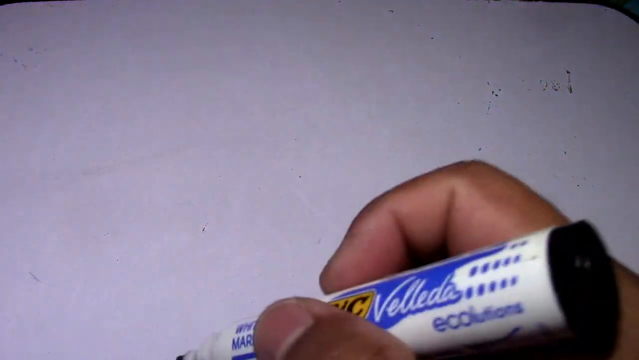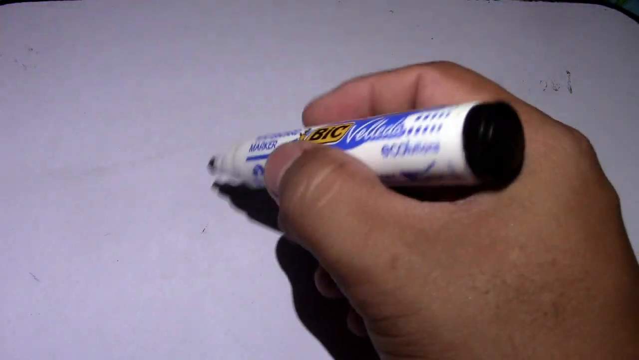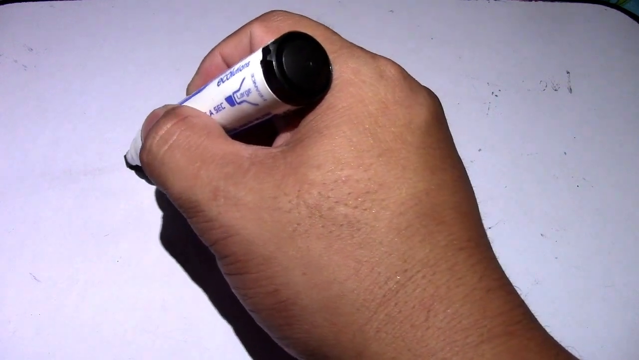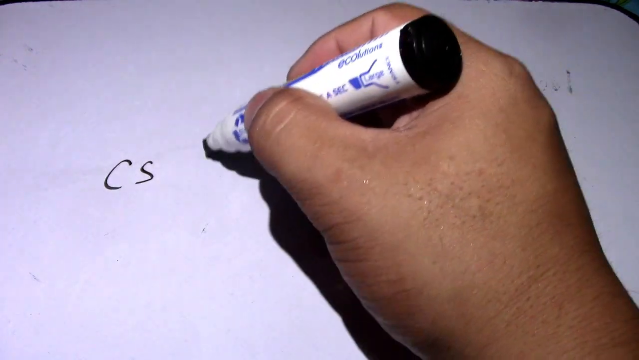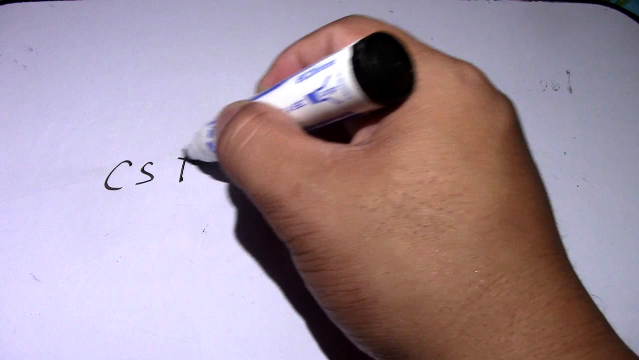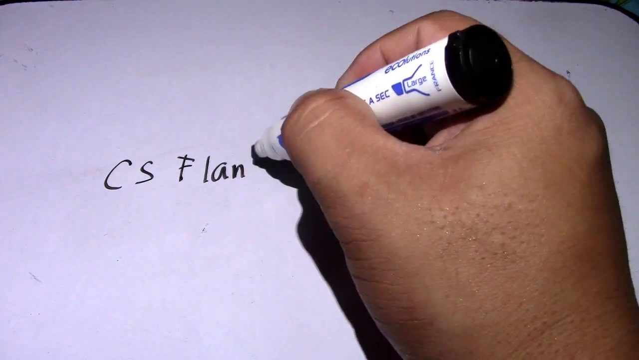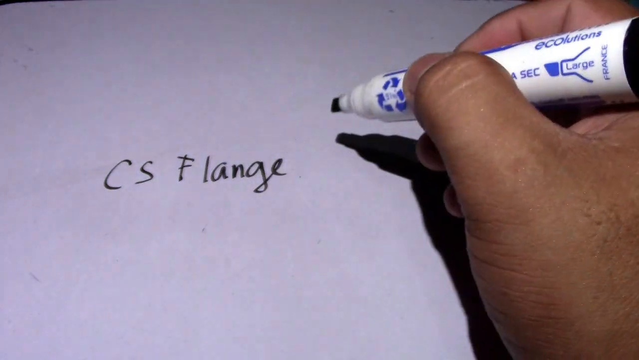We will talk about material specification. So let's start with CS. What is CS? CS is carbon steel. Starting with the fittings, the CS flange. So this is material specification.